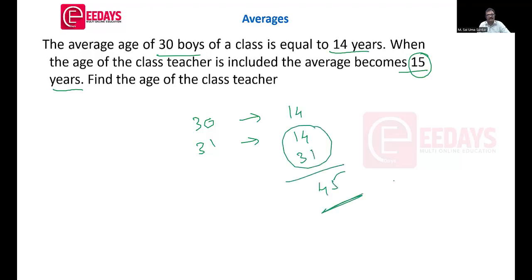45 is the answer. Once again, 30 members, average is equal to 14. If 31 members is also equal to 14, this is not correct.